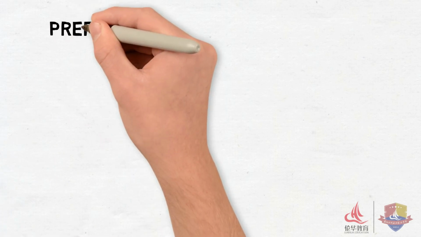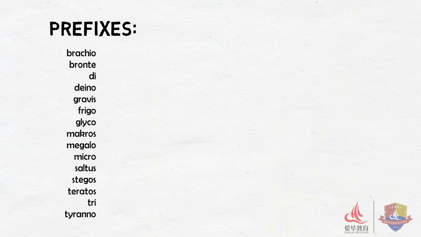Here's a list of prefixes that we can use for dinosaur names. There are quite a lot of them, but let's quickly go through so that you can understand the meaning and how to say it. Brachio means arm. Bronte means thunder. Di means 2. Dano means terrible. Gravis means heavy. Frigo means cold. Glycos means sweet.